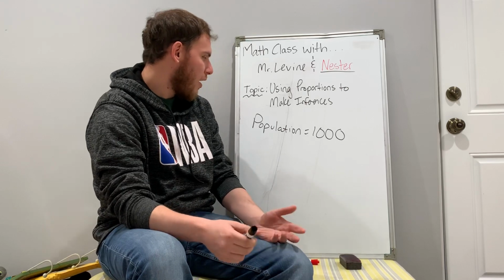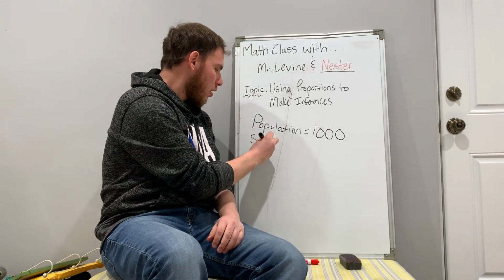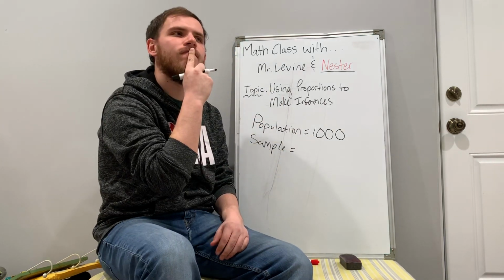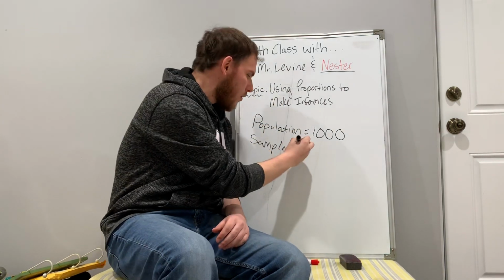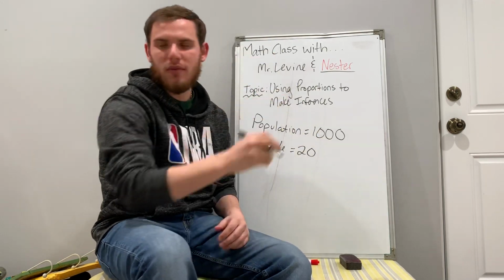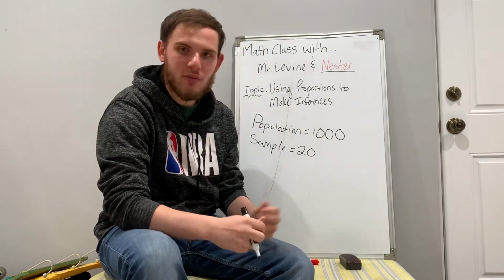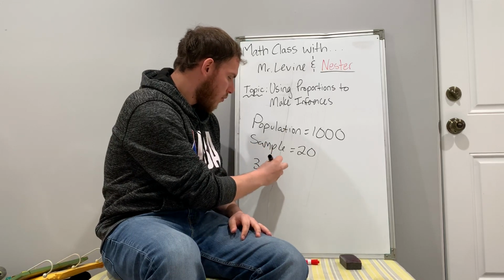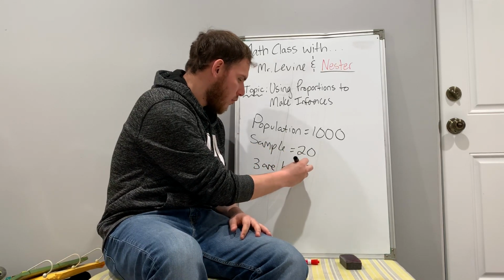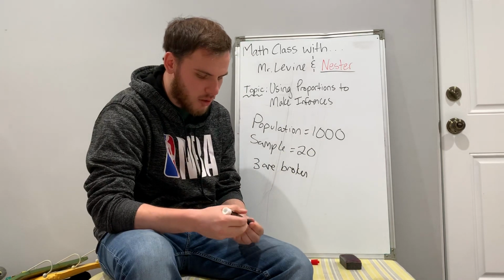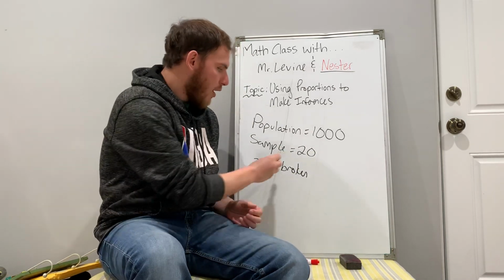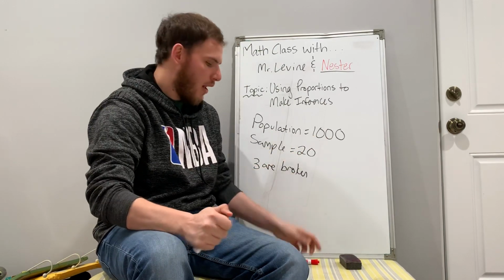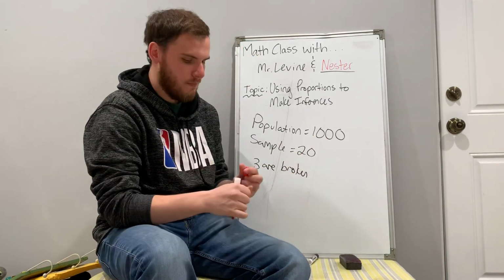So let's say you take a sample of 20 ice cream cones. And out of those 20 ice cream cones that you look at, 3 of them are broken. So now you need to use this information and think, well, if 3 are broken out of the 20 I looked at, how many are going to be broken out of the 1,000? And to figure that out, we need to use proportion.